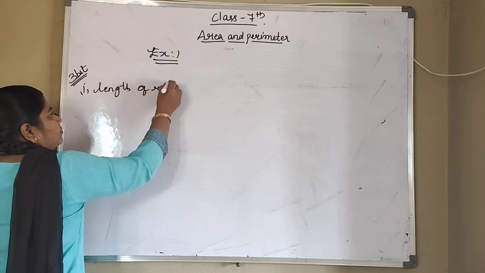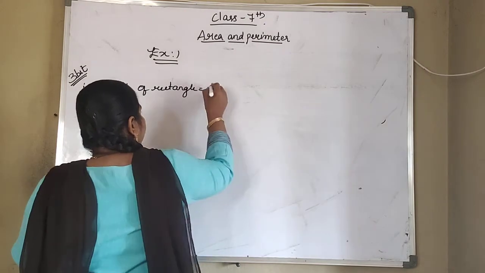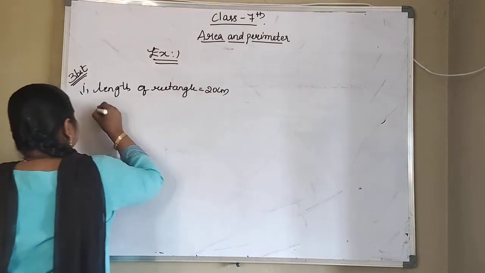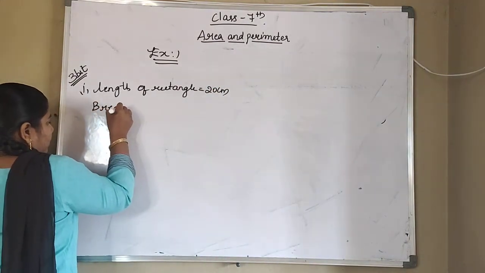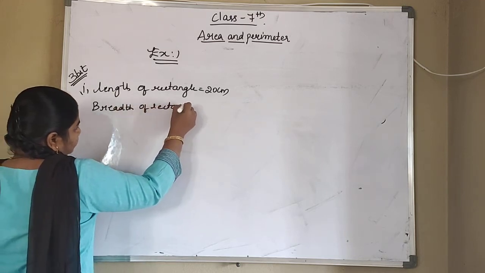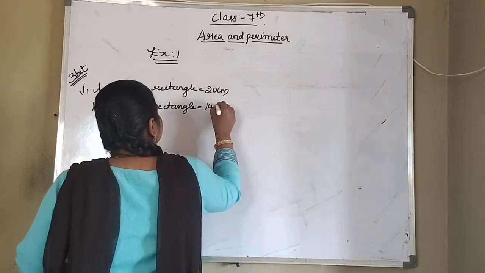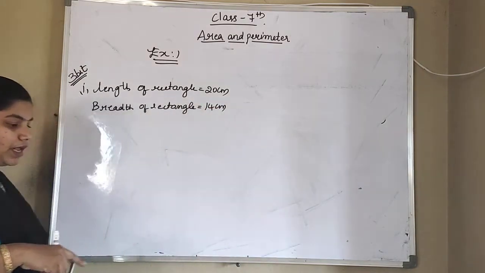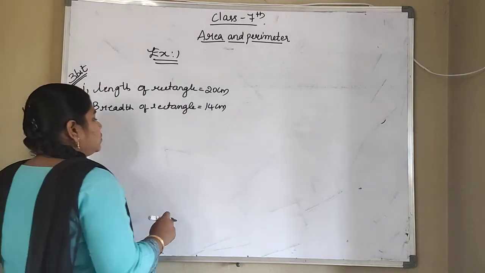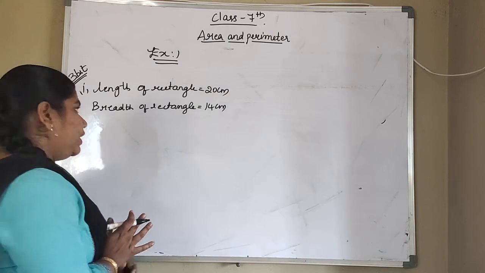Length of the rectangle they have given us as 20 centimeters and breadth of the rectangle given as 14 centimeters. So, you have to find the perimeter as well as the area. Okay, so what do you have to find? We have to find the perimeter value as well as the area value.